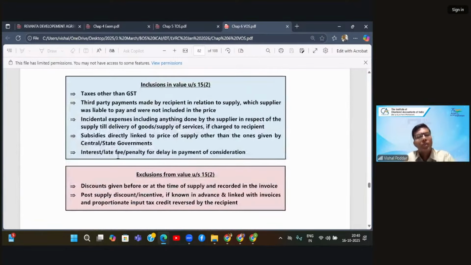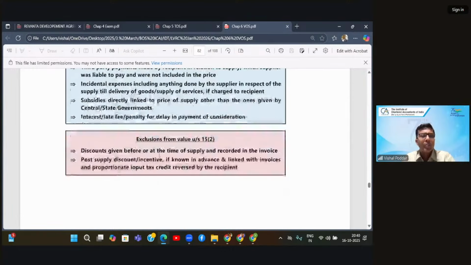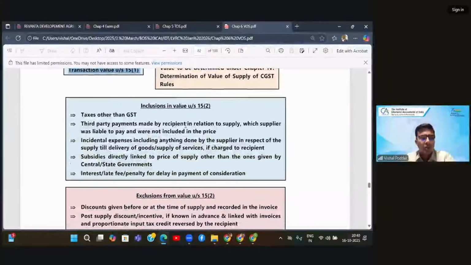But when this transaction value is accepted, certain adjustments have to be kept in mind, which are given in 15.2 and 15.3. 15.2 says what has to be added, 15.3 says what has to be subtracted. Now, all these additions which are given in 15.2 are coming with a basic condition that these are not already part of the value. If they are already part of the value, then again you will not add it. So these have to be added only if they are not already part of the value.